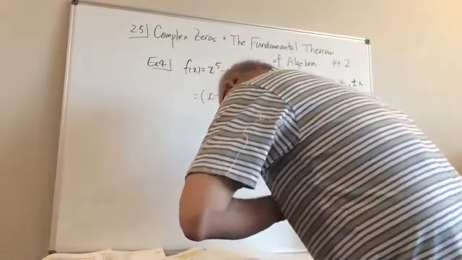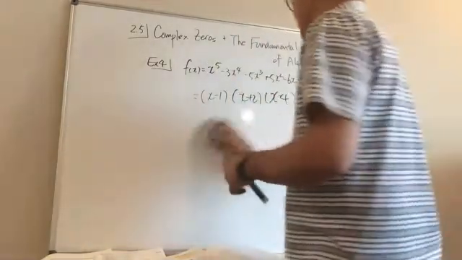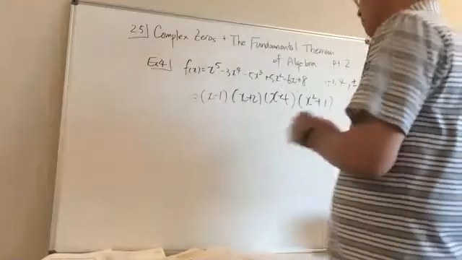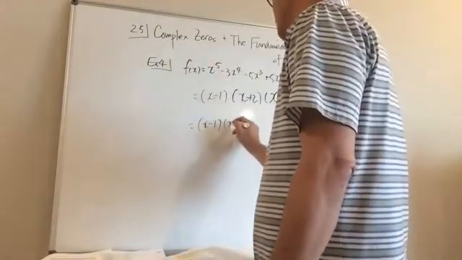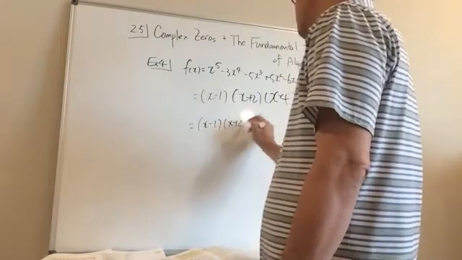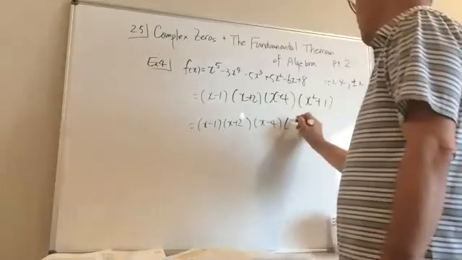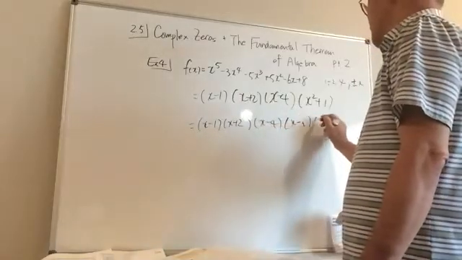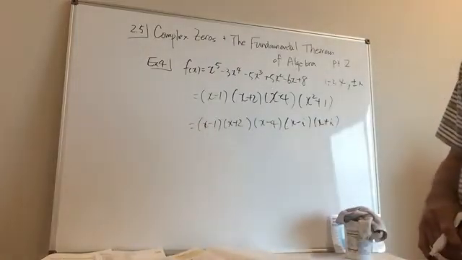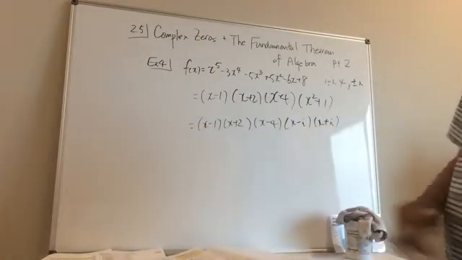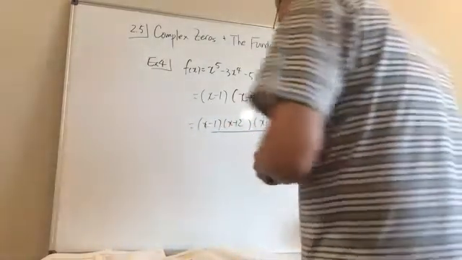And write it in its linear factorization form. So basically, I'm going to have to rewrite this in a linear factorization form, x minus 1, x plus 2, x minus 4, x minus i, x plus i. So that would be the final answer. Okay. So you have to go all the way down to this. Okay.